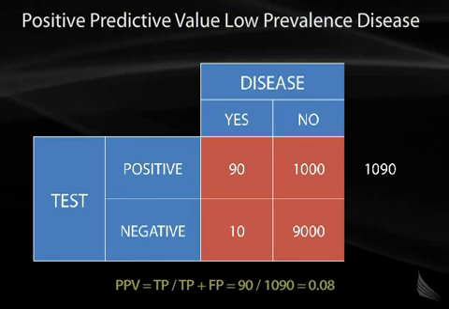This is an extremely important concept in interpreting test results, because the test results will depend very greatly on the prevalence of that disease in the population.